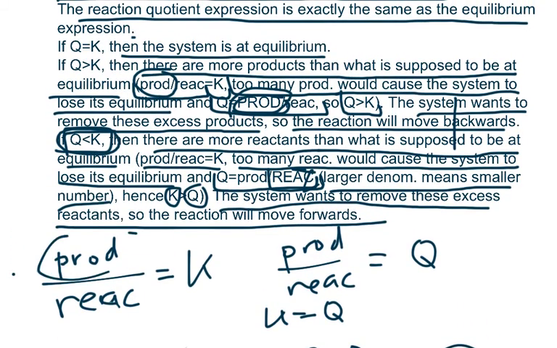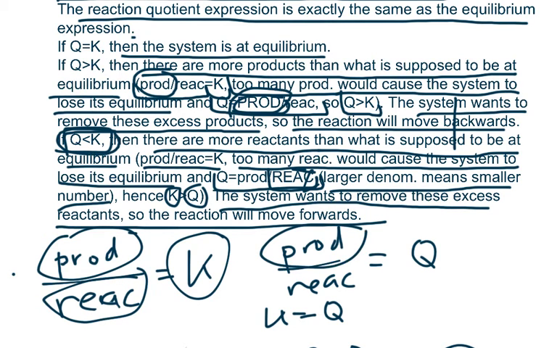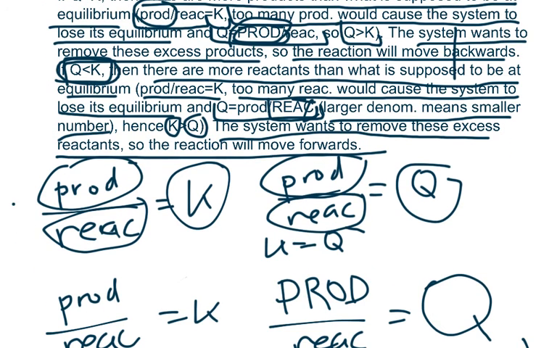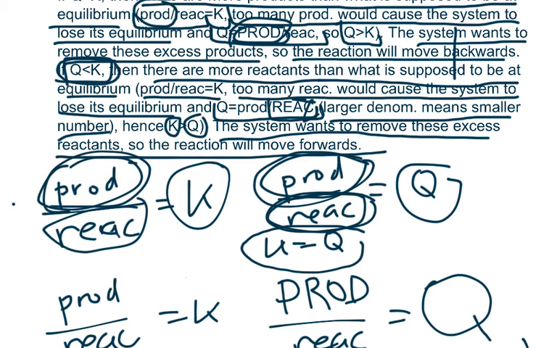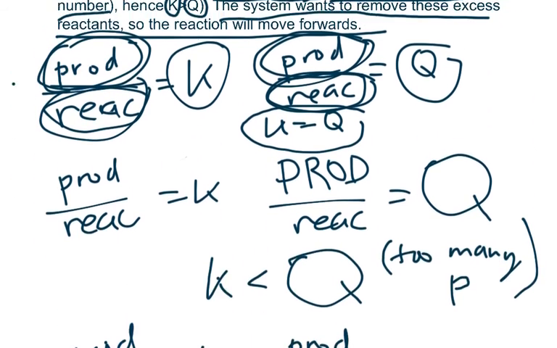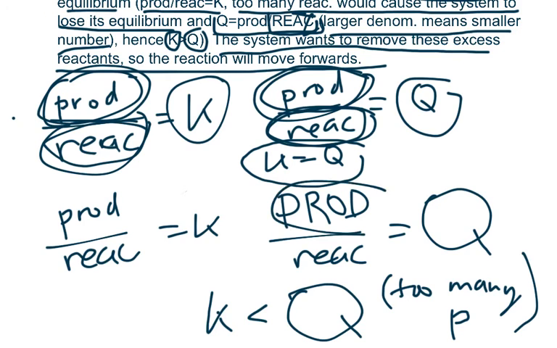Now let's take a look at this again using some comparisons. So when products over reactants is equal to K, and we have the same amount of products and the same amount of reactants, and this is equal to Q, and since K is equal to Q, you can clearly see that we are at equilibrium, since the ratio between products and reactants is exactly where it wants to be at equilibrium. Now, what about this, where we have too many products?